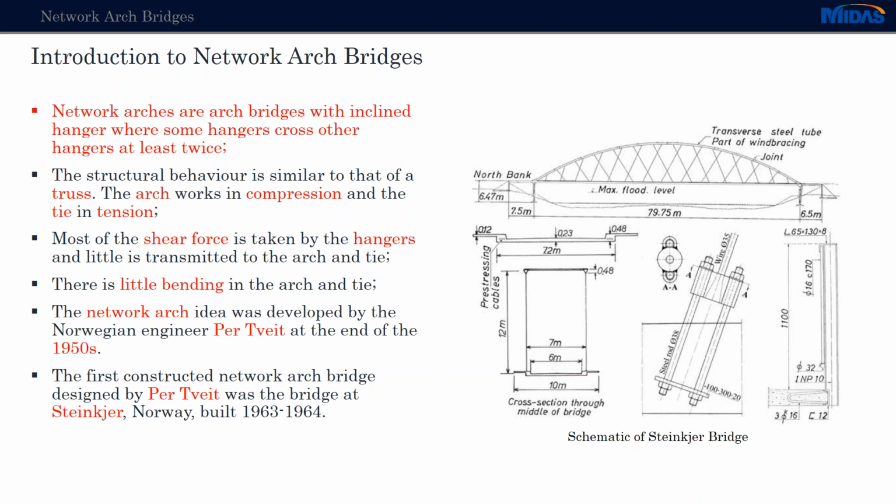This type of bridge was first developed by a Norwegian engineer, Per Tveit, in the 1950s, and the first such bridge was constructed in Norway between 1963 and 1964. And you have the schematics of the bridge on the right. During the same year, two other bridges were constructed with this technique, another one in Norway and a different one in Germany.